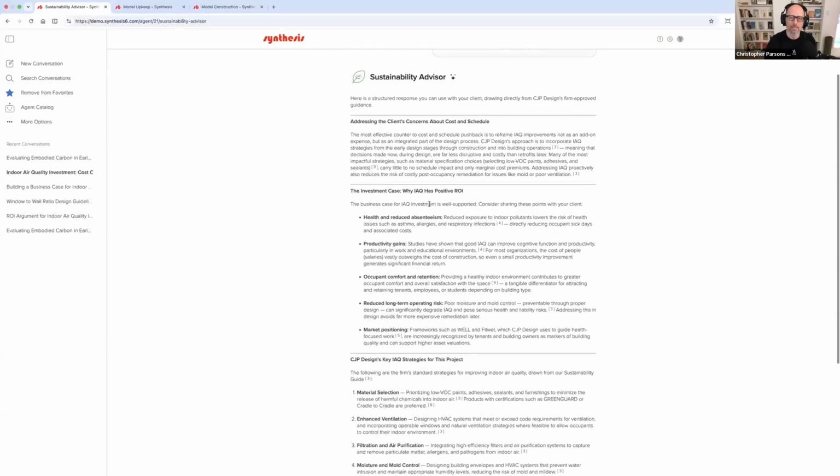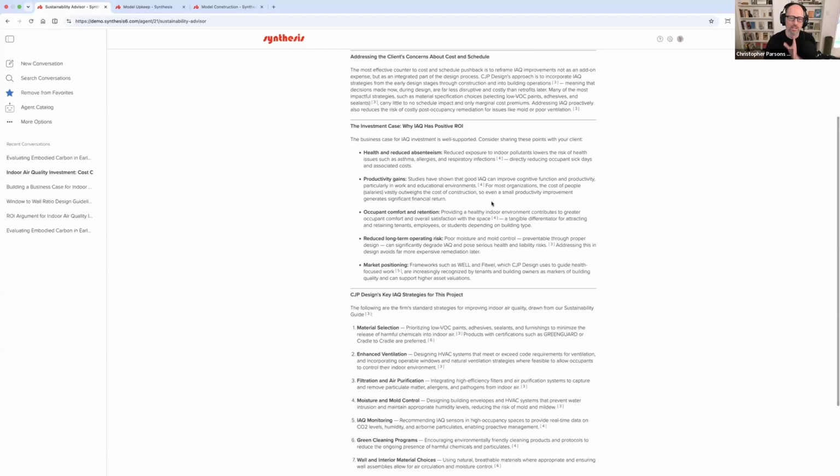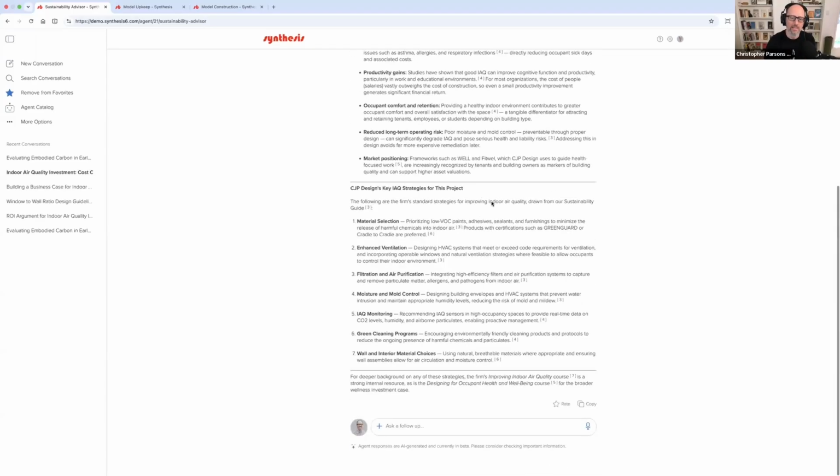You can see it went step by step through and it broke out and addressed the client's concerns. It talked about the positive ROI case, and then it went through and talked about all the different strategies, again with citations to each of those strategies that we're going to use. And then it also suggested a course to go into around improving indoor air quality.